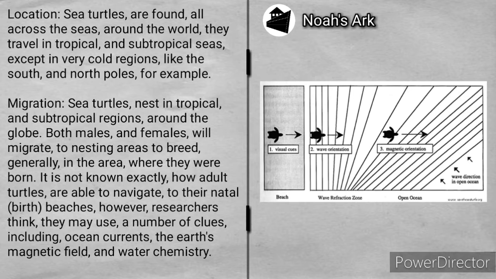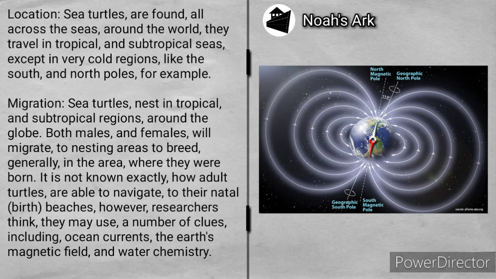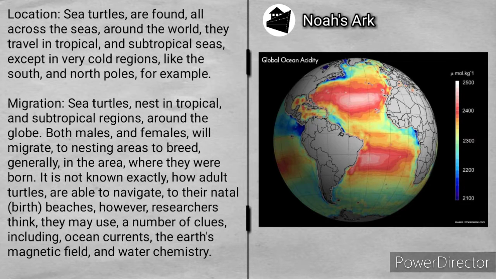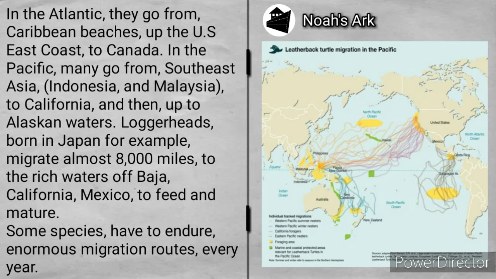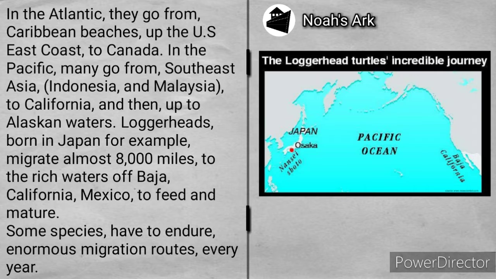It is not known exactly how adult turtles are able to navigate to their natal birth beaches. However, researchers think they may use a number of clues, including ocean currents, the Earth's magnetic field, and water chemistry. In the Atlantic, they go from Caribbean beaches up the U.S. East Coast to Canada. In the Pacific, many go from Southeast Asia, Indonesia, and Malaysia to California, and then up to Alaskan waters. Loggerheads, born in Japan for example, migrate almost 8,000 miles to the rich waters off Baja California, Mexico, to feed and mature.